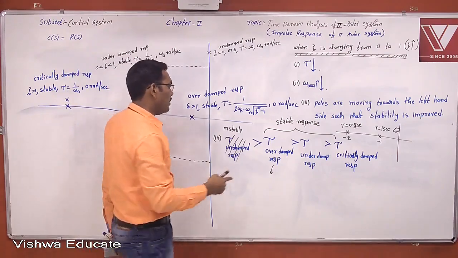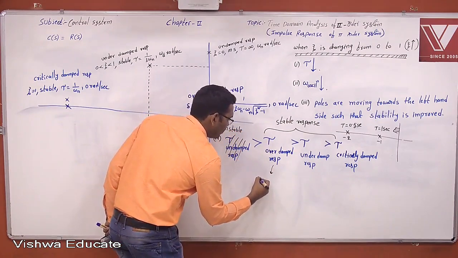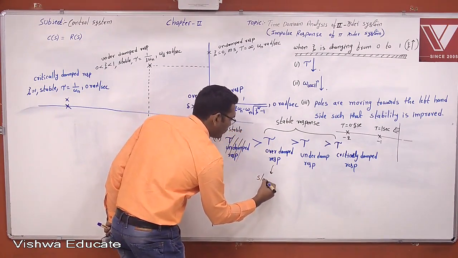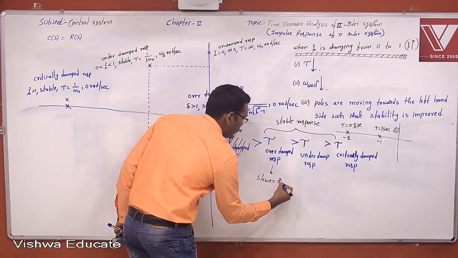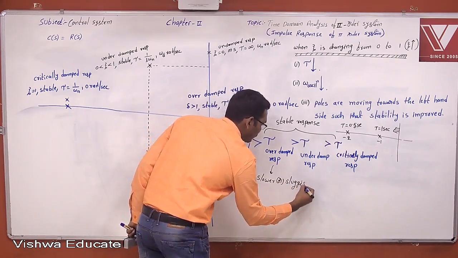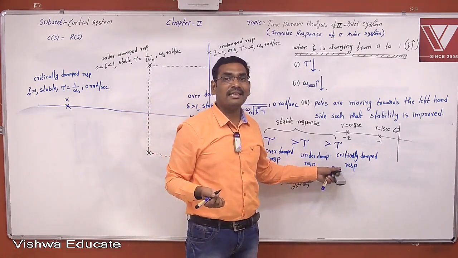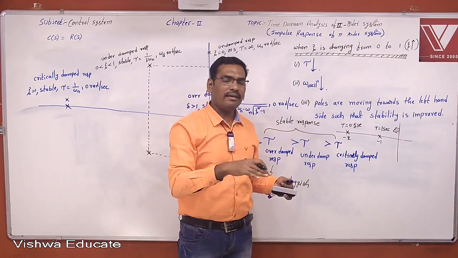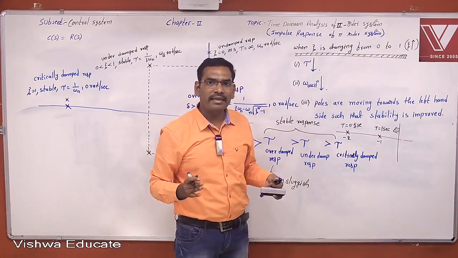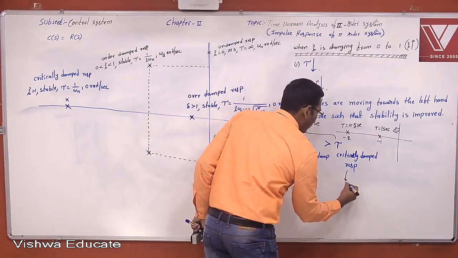Which means that when the time constant is highest, the response is slower. Slower is also called sluggish. Sluggish means slow. Now, when the time constant is less, the settling time is also less, no? Very less settling time, which means it will take very less time to reach the final value. So, the response is faster.